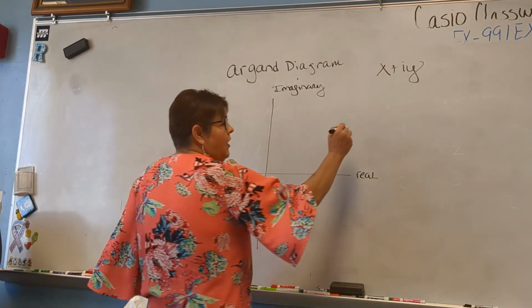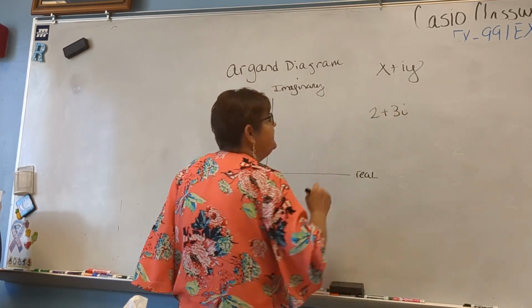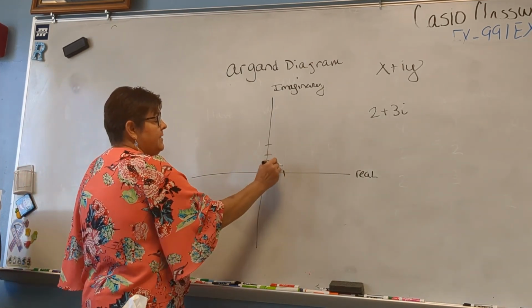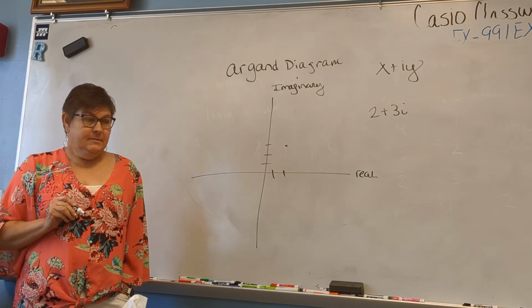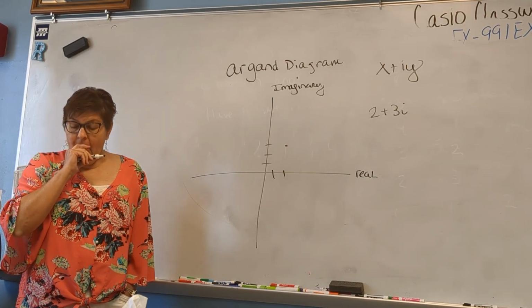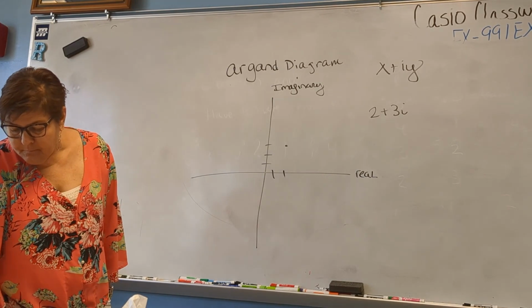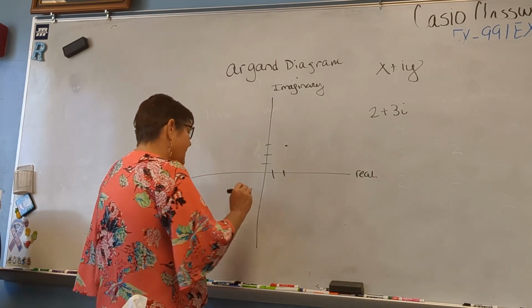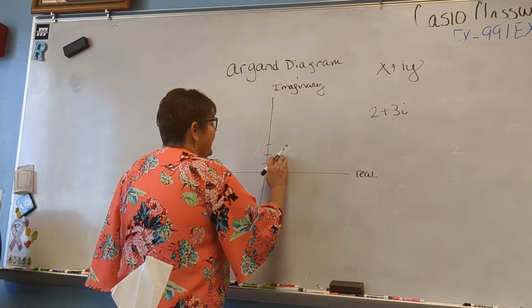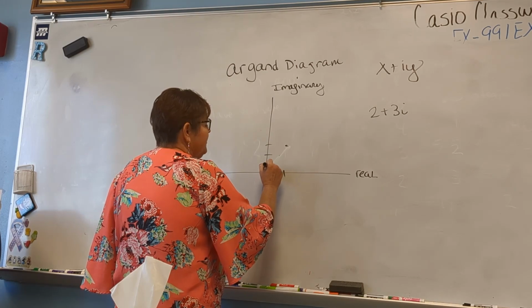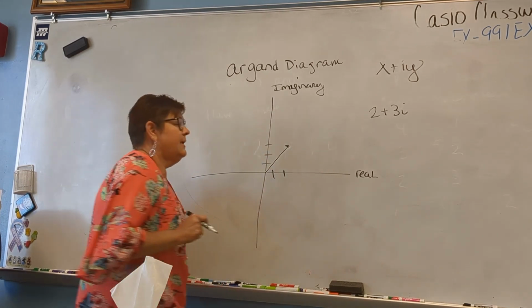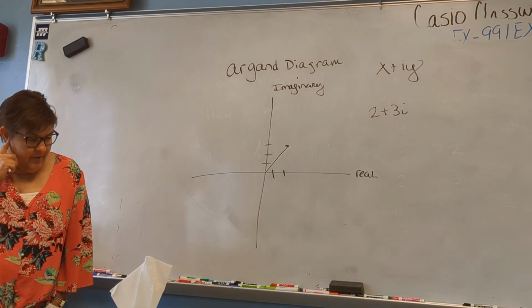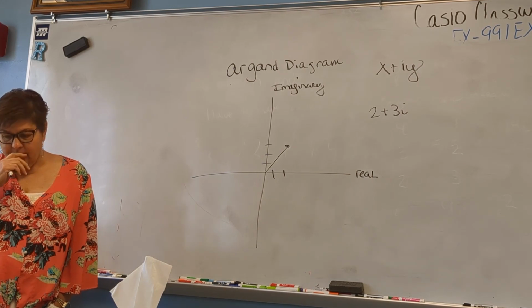So if I asked you to draw 2 plus 3i, you're going to go over 2 on the reals and up 3 on the imaginary, and there you have it on your Argand diagram. It's kind of like, but not the same as, a vector. Your starting point was (0, 0), and we went up to 2 plus 3i. Kind of like a vector, however, there is no arrow on the end saying it's going in that direction.